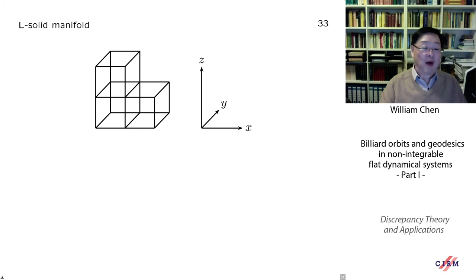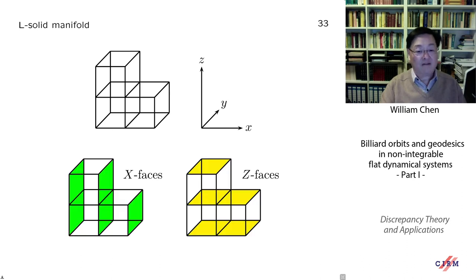Now we move up one dimension and consider a three-dimensional problem. So we're now going to look at the L solid manifold. It consists of three cubes placed rather like the letter L in this picture. And there are obviously identifications of various faces. We have a few X faces, some identified with others. We have Z faces, and we also have Y faces, which I haven't shown.